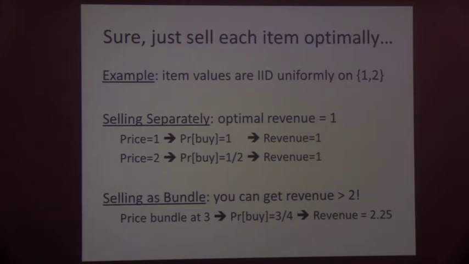However, looking at it as a bundle, it's not. If you sell it as a bundle, you can get revenue bigger than two. You can price the bundle at three, then the probability of getting accepted is 3/4, and therefore the revenue is 2.25. So sometimes bundling is better, and now you know why in the supermarket they want to do this.